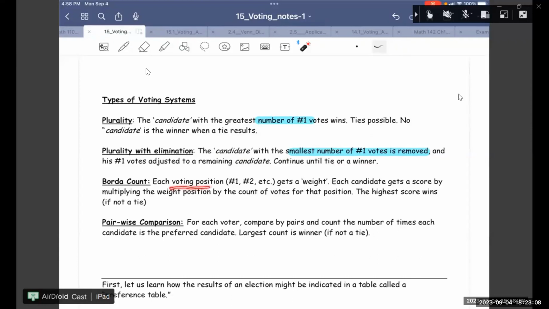Each voting position, like number one, number two, etc., gets a weight. Each candidate gets a score by multiplying the weight of the positions by the count of the votes in those positions, and the highest score wins. If there is a tie, we use pairwise comparison for each of the rows. The comparisons account for the number of wins of each candidate, and the candidate with the fewest losses is counted as the winner if it's not tied.